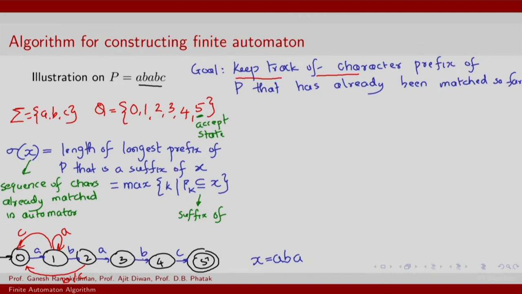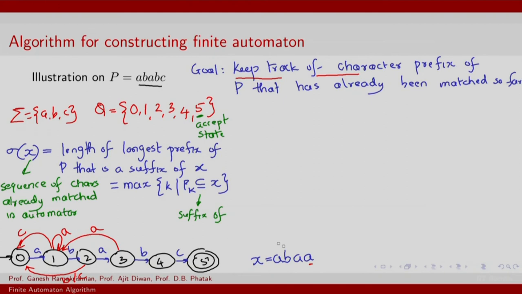And at state number 3, again, I have the option of seeing a B, which takes me to state number 4. If I see another A, what do I do? So, note, I am at state number 3 and I have seen an A. What is the length of the longest prefix of P that is a suffix of X? It just turns out to be 1, which means I'll move from state 3 to state 1 when I see an A. So, here again, we are registering a character that has already been seen. This could be handy.